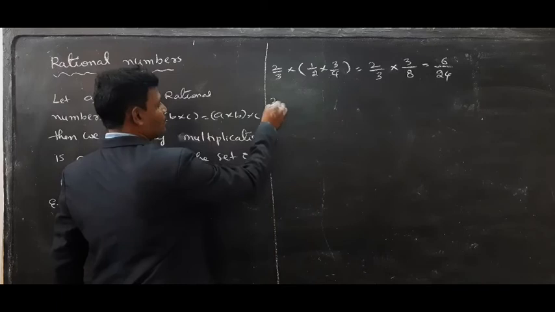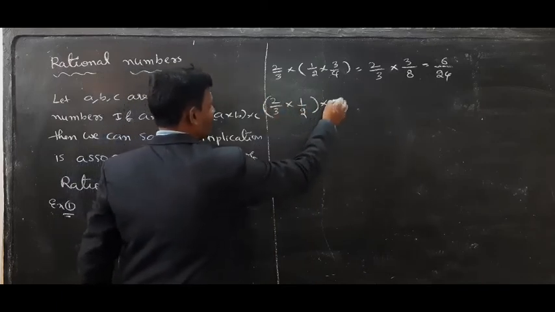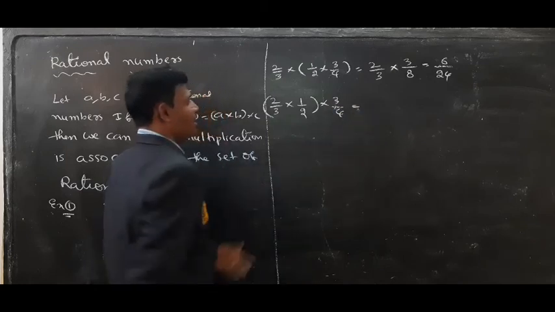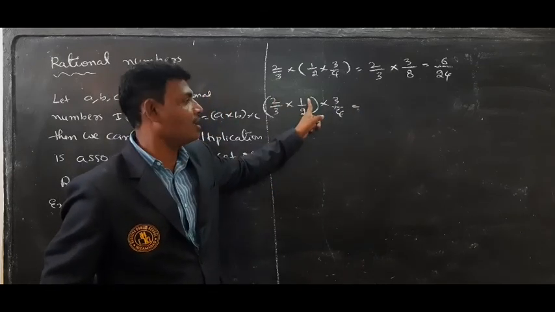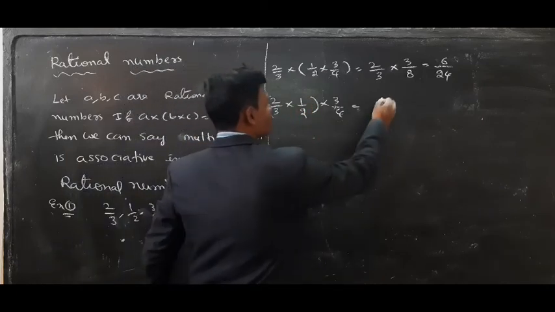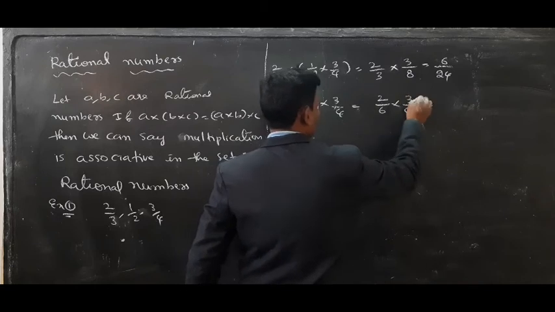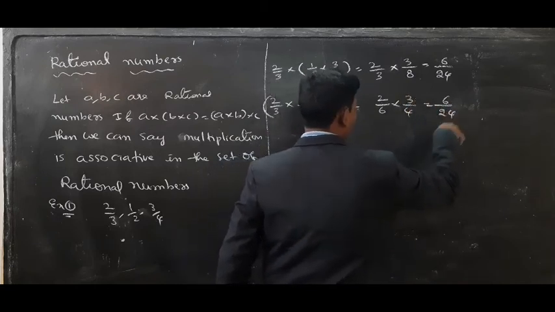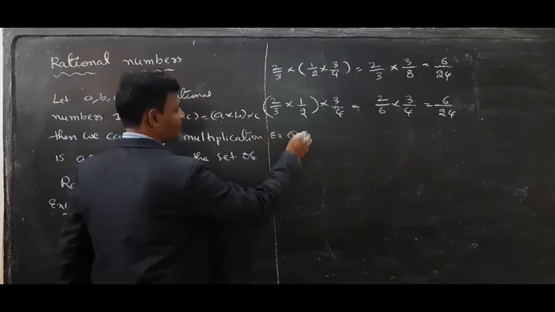Next, 2/3 × (1/2 × 3/4). Now I am multiplying the numerators and denominators: 1 × 3 is 3, 2 × 4 is 8, so 2/3 × 3/8: 2 × 3 is 6, 3 × 8 is 24. So both are equal. Next, example 2.